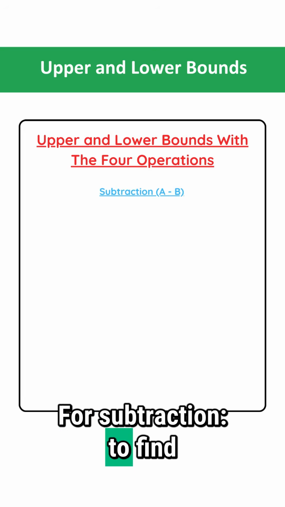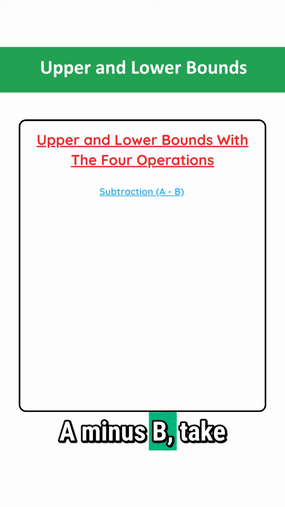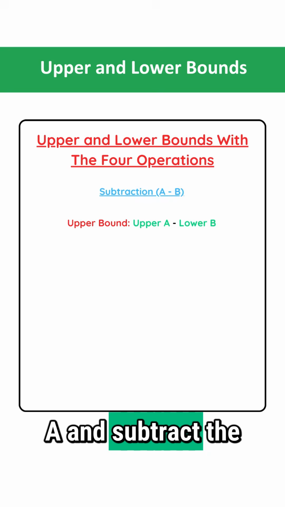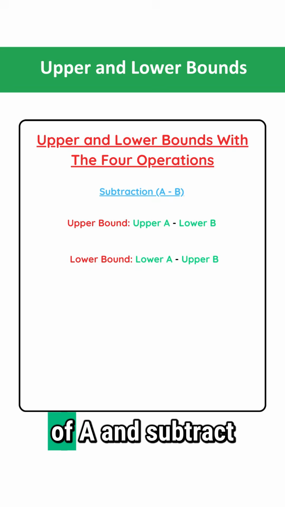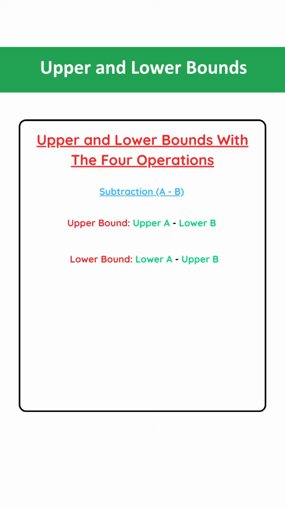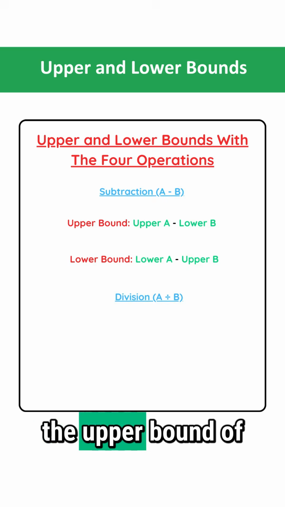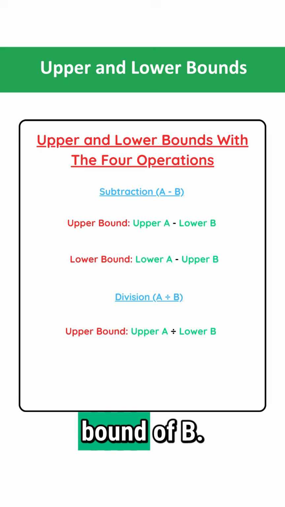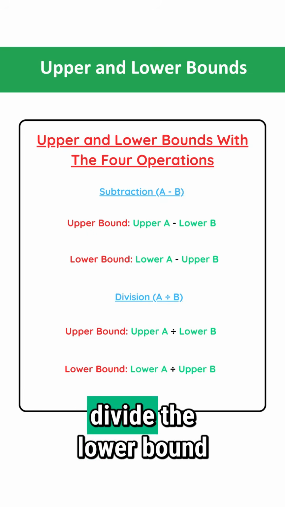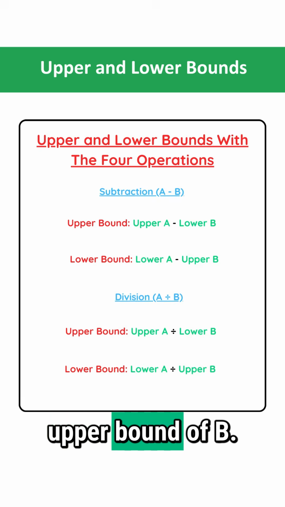For subtraction, to find the upper bound of a minus b, take the upper bound of a and subtract the lower bound of b. For the lower bound, take the lower bound of a and subtract the upper bound of b. For division, to find the upper bound of a over b, divide the upper bound of a by the lower bound of b. For the lower bound, divide the lower bound of a by the upper bound of b.